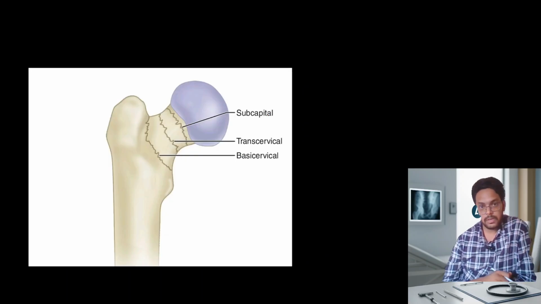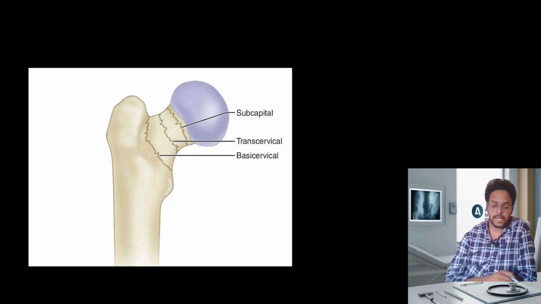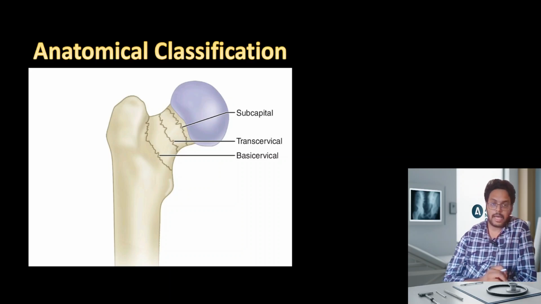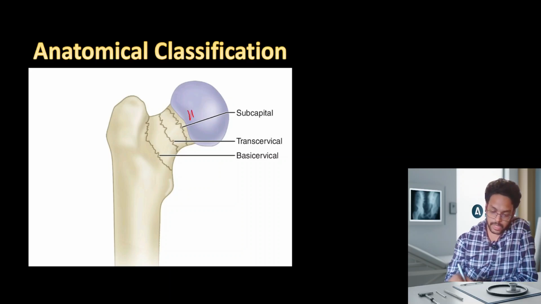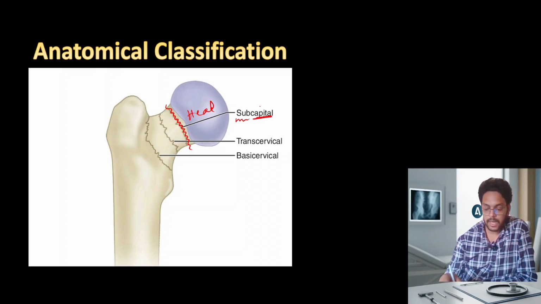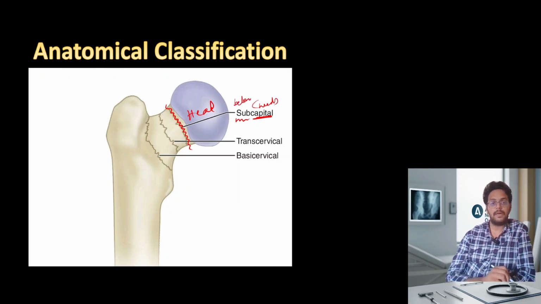So what are the locations? This is the anatomical classification of the femur neck. Immediately below the head, if the fracture is occurring in the neck, it's a subcapital. Capital means capitate, in other words head, sub is below. Below the head is subcapital.